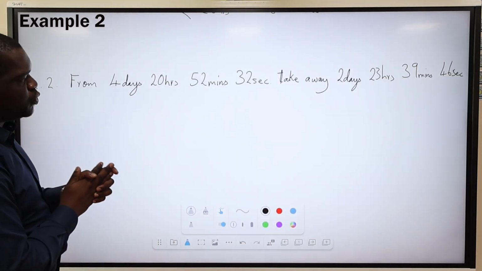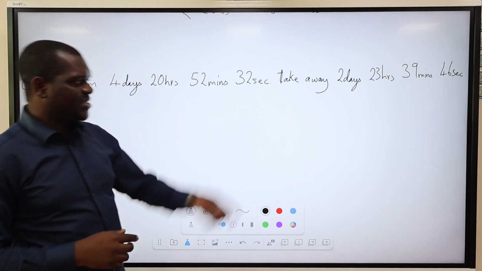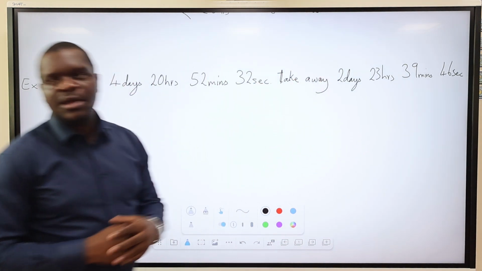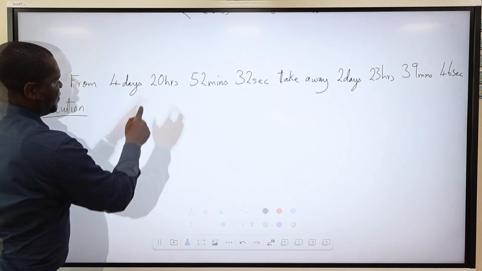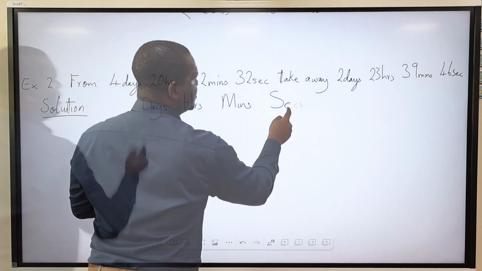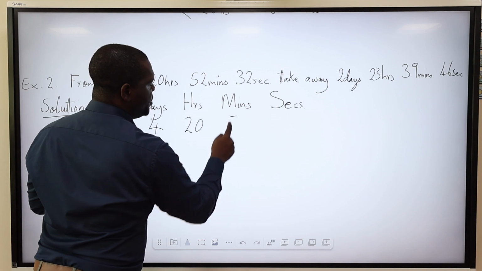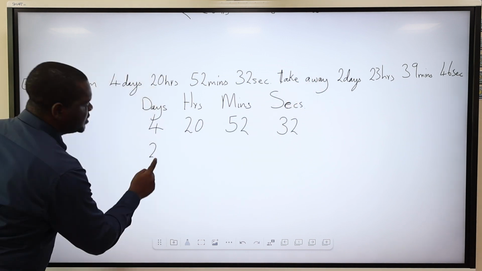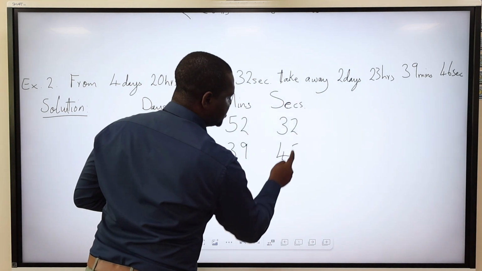In our example 2, it reads, from 4 days, 20 hours, 52 minutes, 32 seconds, take away 2 days, 23 hours, 39 minutes, and 46 seconds. So we are taking away this from this. We have days, hours, minutes, and seconds. For the first, we have 4 days, 20 hours, 52 minutes, and 32 seconds. Below is 2 days, 23 hours, 39 minutes, and 46 seconds.